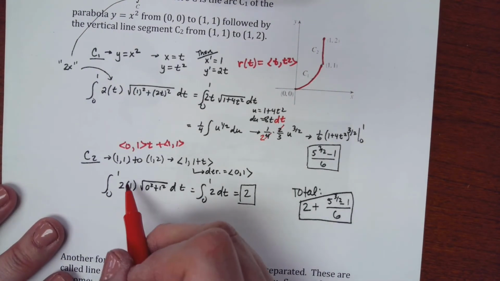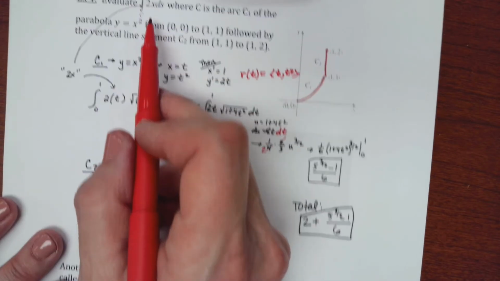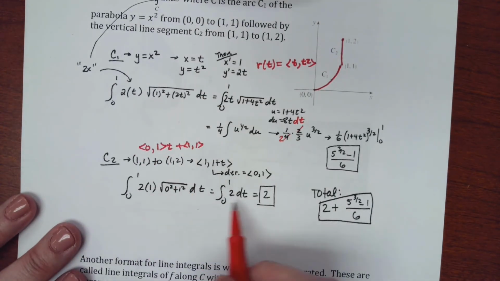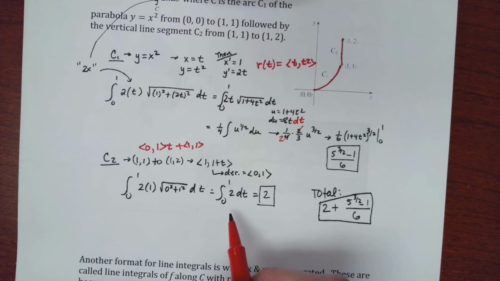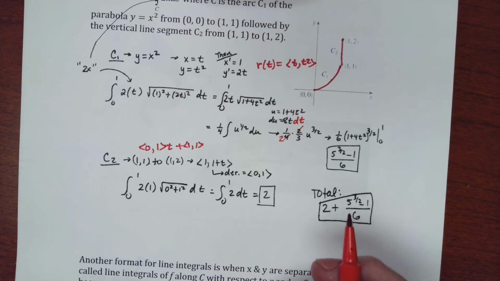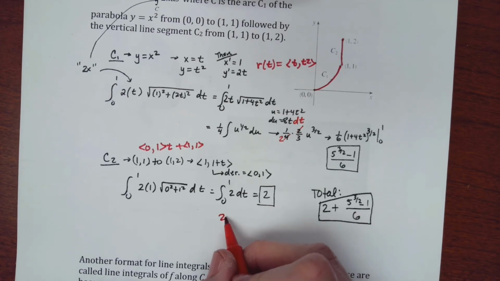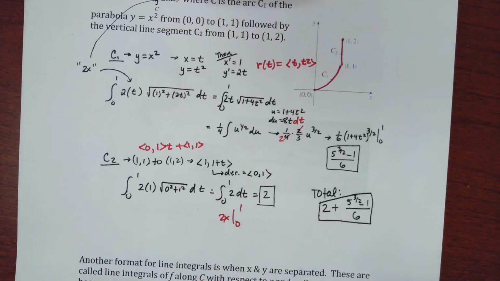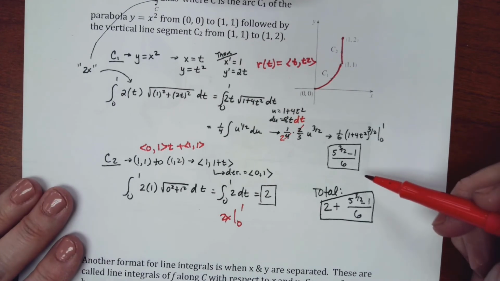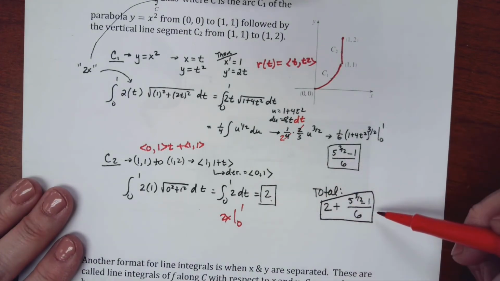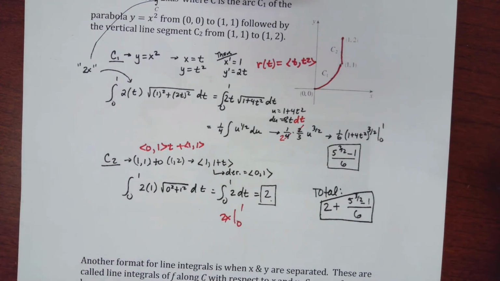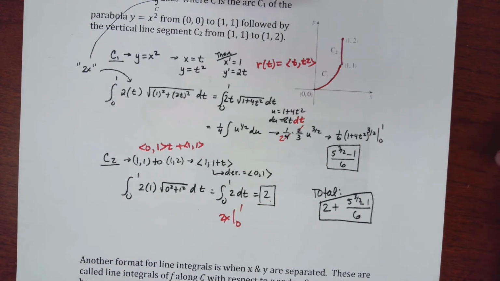And then over back here, I got to plug in for 2x right here. So 2 times x is 1, so 2. So I'm just doing the integral of 2. So the integral of 2 would be 2x, evaluated from 0 to 1, gets me 2. So when you're done, what you have to do is add those pieces together. So there you go. If you have 2 different curves, you have to basically just do the line integral for each one separately.